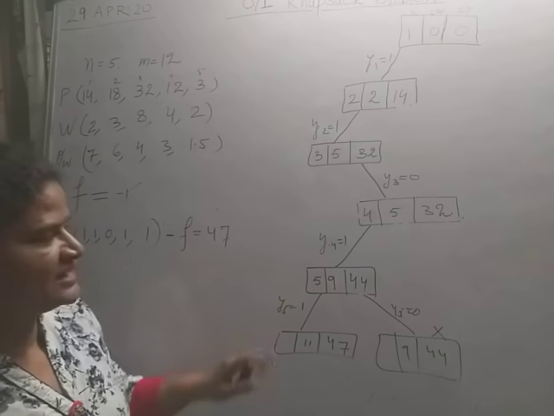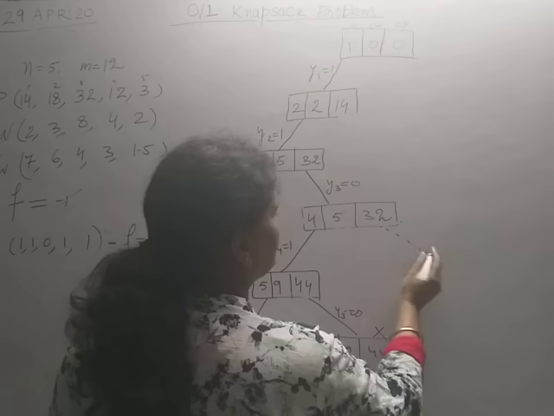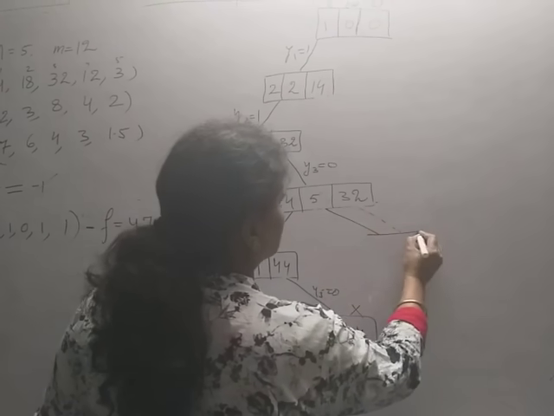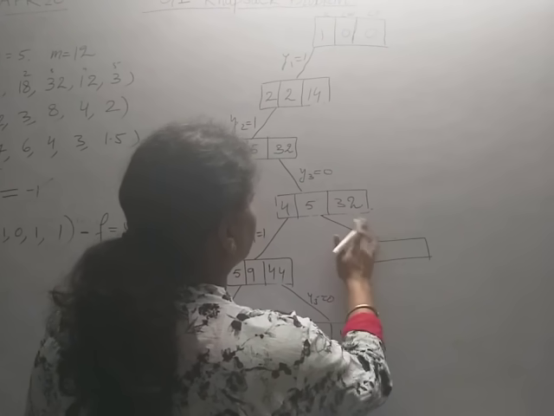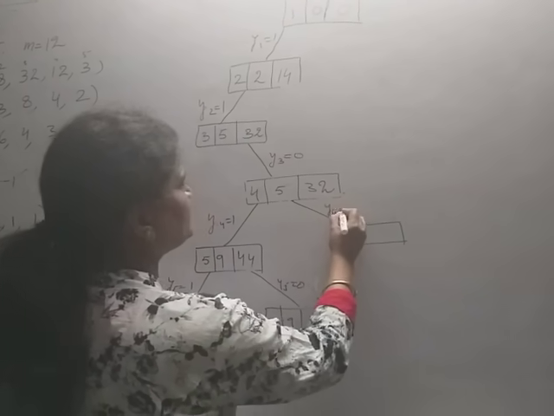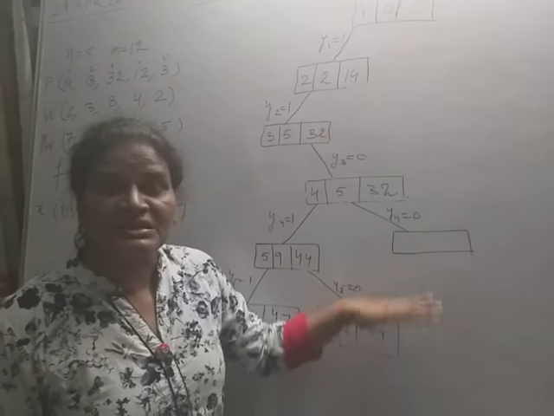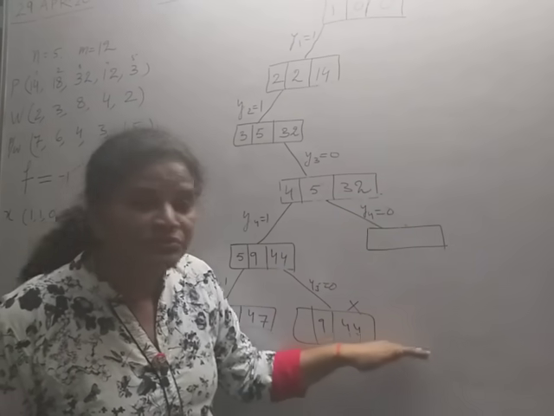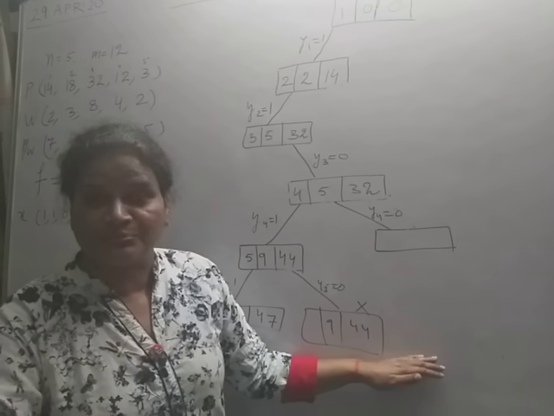Now consider this right branch. Okay, this right branch means here simply we are going to consider y4 equal to 0. Okay, now going below this, will we get a solution or not, we just have to move downwards here when we are excluding the kth weight.